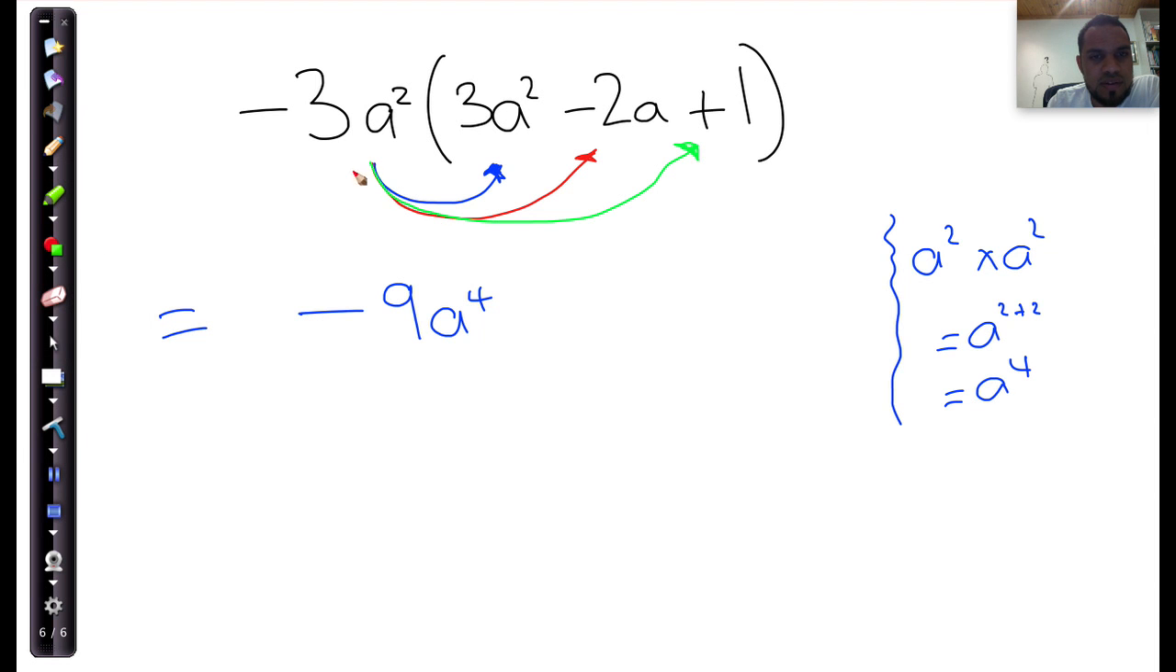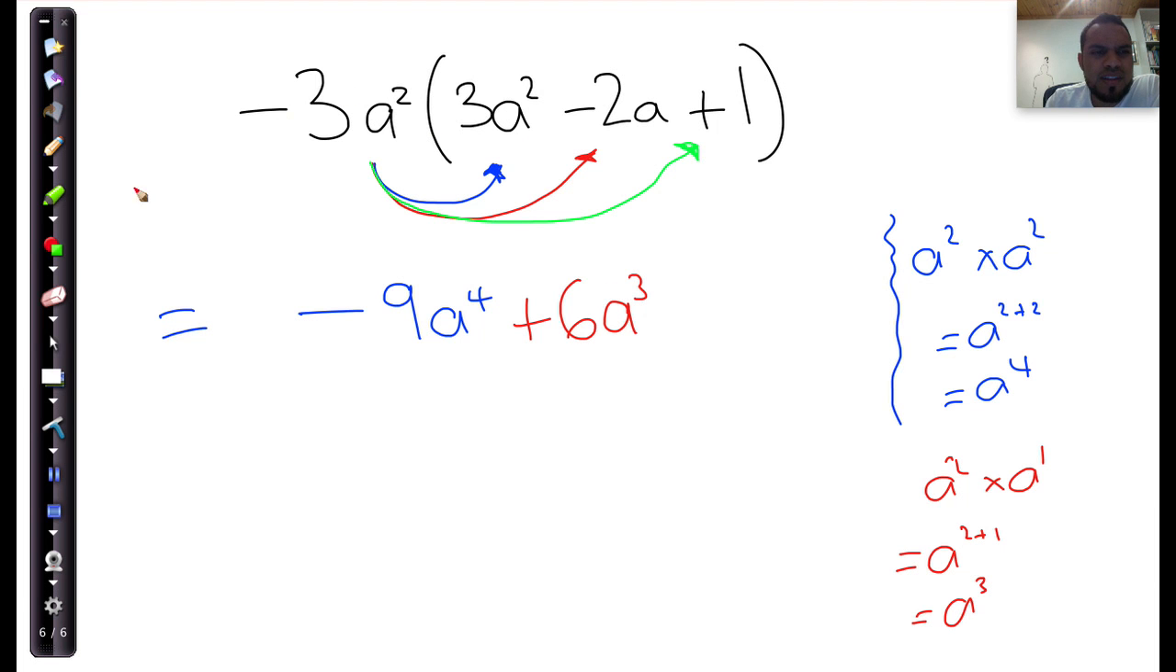Let's look at this one over here. The red one now. I say negative multiplied by a negative. That must be a positive. And then I say 3 multiplied by 2. That is going to be 6. And then I say a squared multiplied by a. So I've got a to the power of 2 multiplied by a to the power of 1. Remember, if you just see a, then it's a to the power of 1. And that's going to give me a to the power of 2 plus 1, which is equal to a to the power of 3.